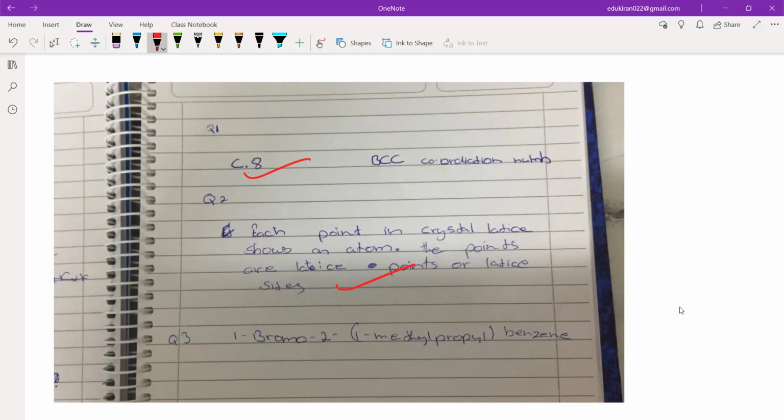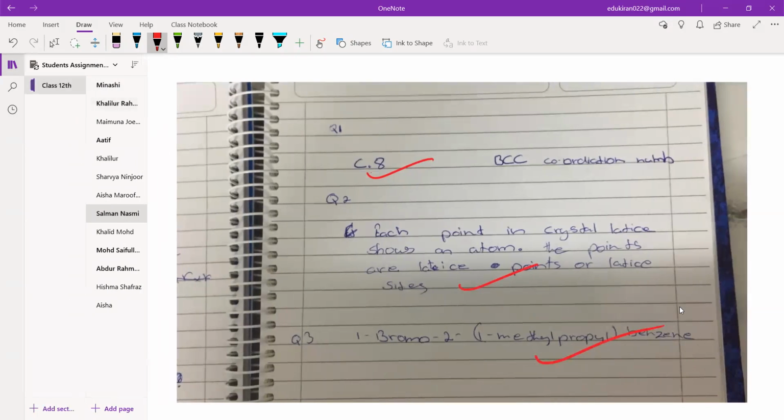1 bromo, 2 methyl, 1 methyl propyl benzene. Okay, correct. So all these are fine.